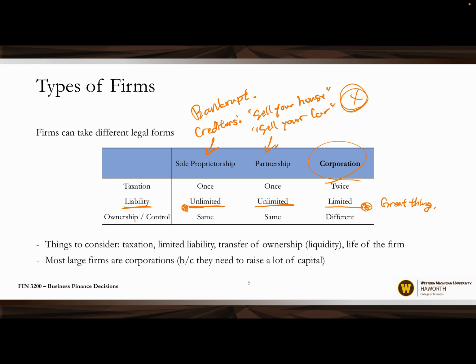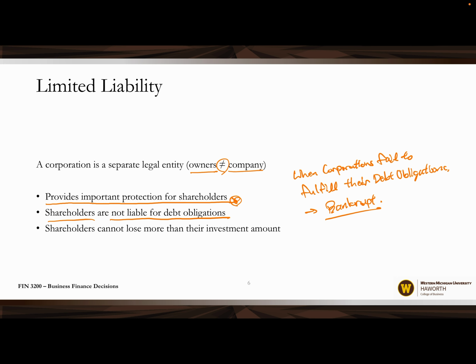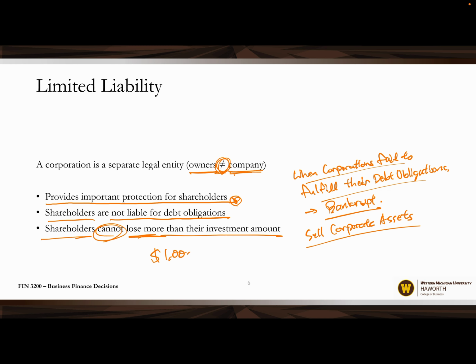Because the owners and the company are separate legal entities, even though the corporation goes bankrupt, they need to sell their corporate assets, the machines. But you don't need to sell your house. So what it means is, as a shareholder, you cannot lose more than the initial investment amount. That is, if you put in $1,000 in SpaceX and the company goes bankrupt, the maximum that you can lose, max loss, is $1,000.